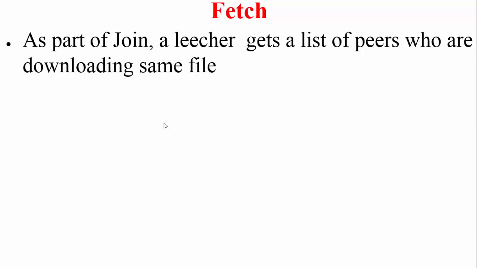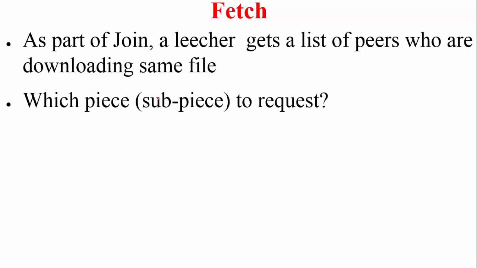BitTorrent focuses a lot on fetch, so we're going to spend a lot more time on fetch. As I mentioned, as part of join, a leecher is going to get a list of peers who are downloading the same file. Now you must be wondering, what is there? You have a list, just download the file. Why is fetch such a difficult task? There are quite a few challenges involved, as we will see shortly, but why don't you think of what these challenges are? And also, in order to facilitate fetch, in terms of functionality, there are two things you need to know. What are these two things?